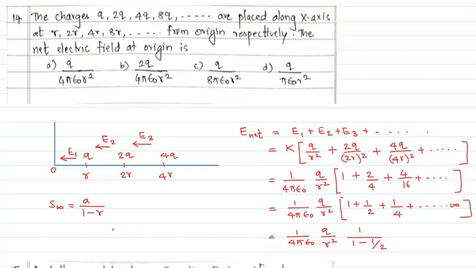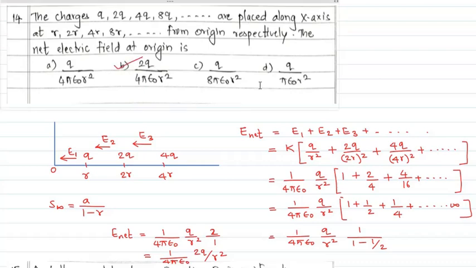So we'll have E net equal to 1 by 4 pi epsilon naught q by r square. If you simplify, 1 minus 1 by 2 is 1 by 2, and 2 will go to the numerator, so you will have 2 by 1. So this is equal to 1 by 4 pi epsilon naught 2q divided by r square. Now if you observe the options, option B is the answer, 2q by 4 pi epsilon naught r square. B is the answer.